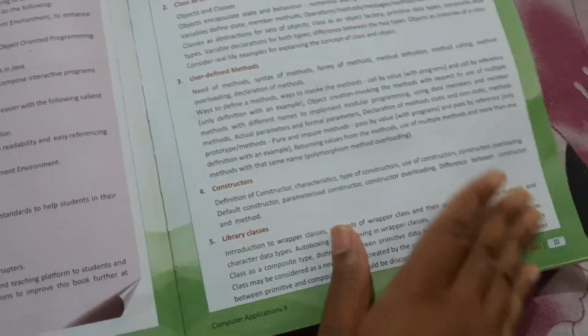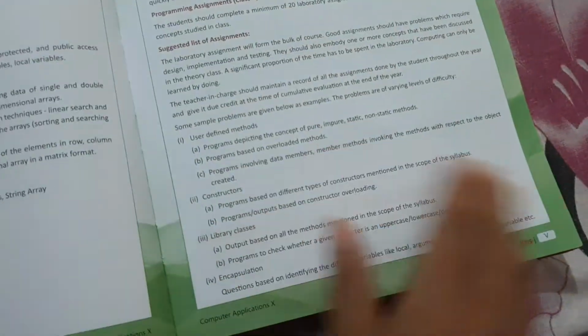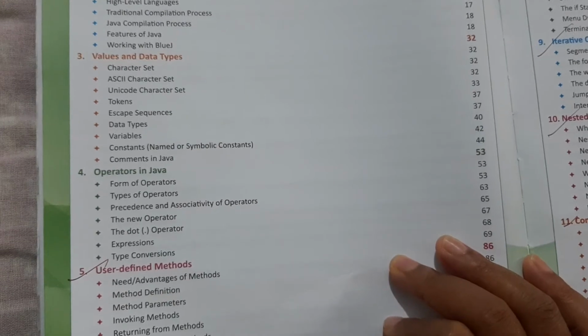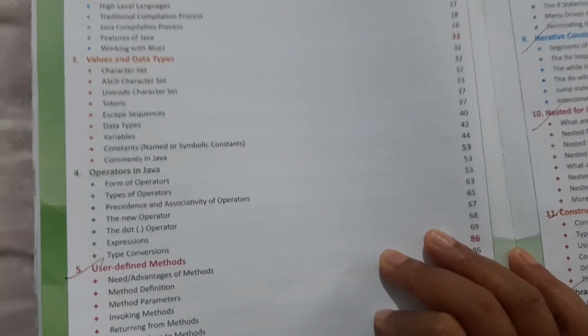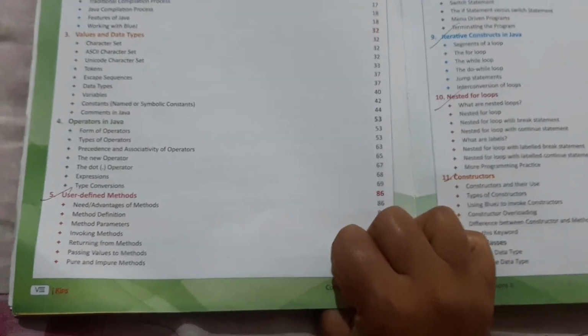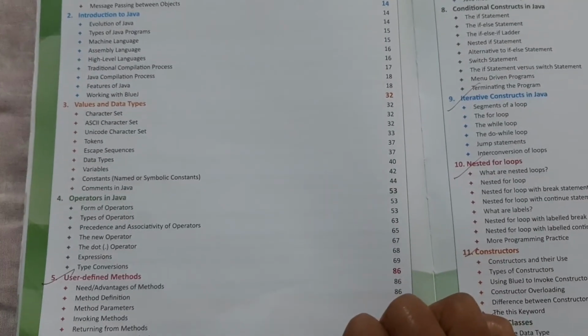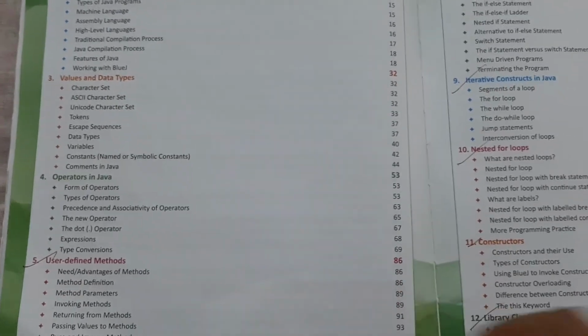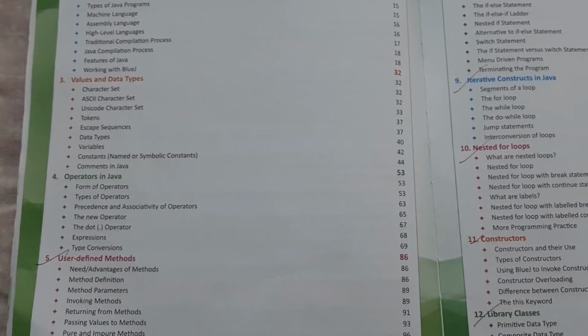That's all about this chapter. Now for your unit test, you can study the chapter. Okay, for your unit test, please study chapters 3 and 4. Okay, 3 and 4, please study the unit test portion. Okay, the unit test portion, that is values and data types and operators in Java. 3 and 4 will be your unit test syllabus.